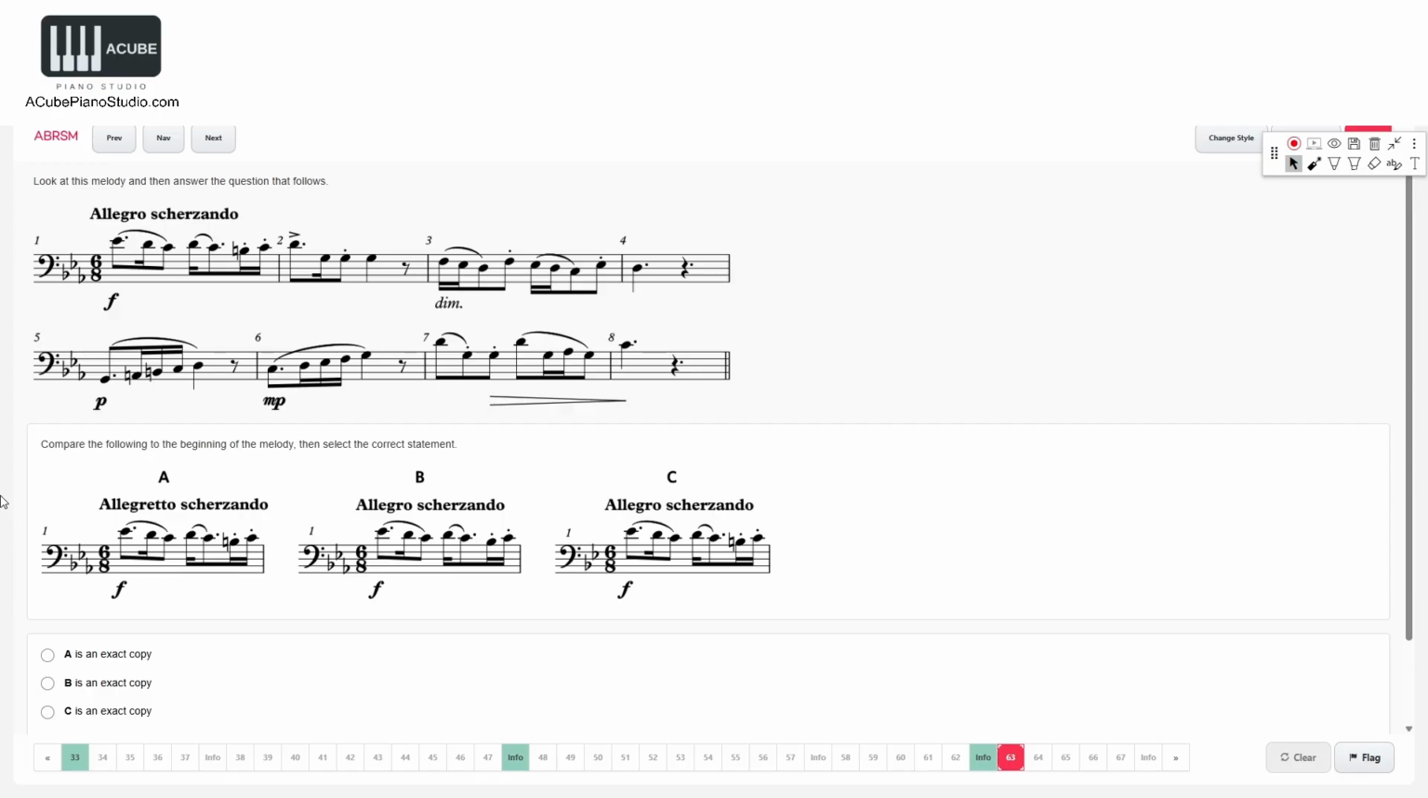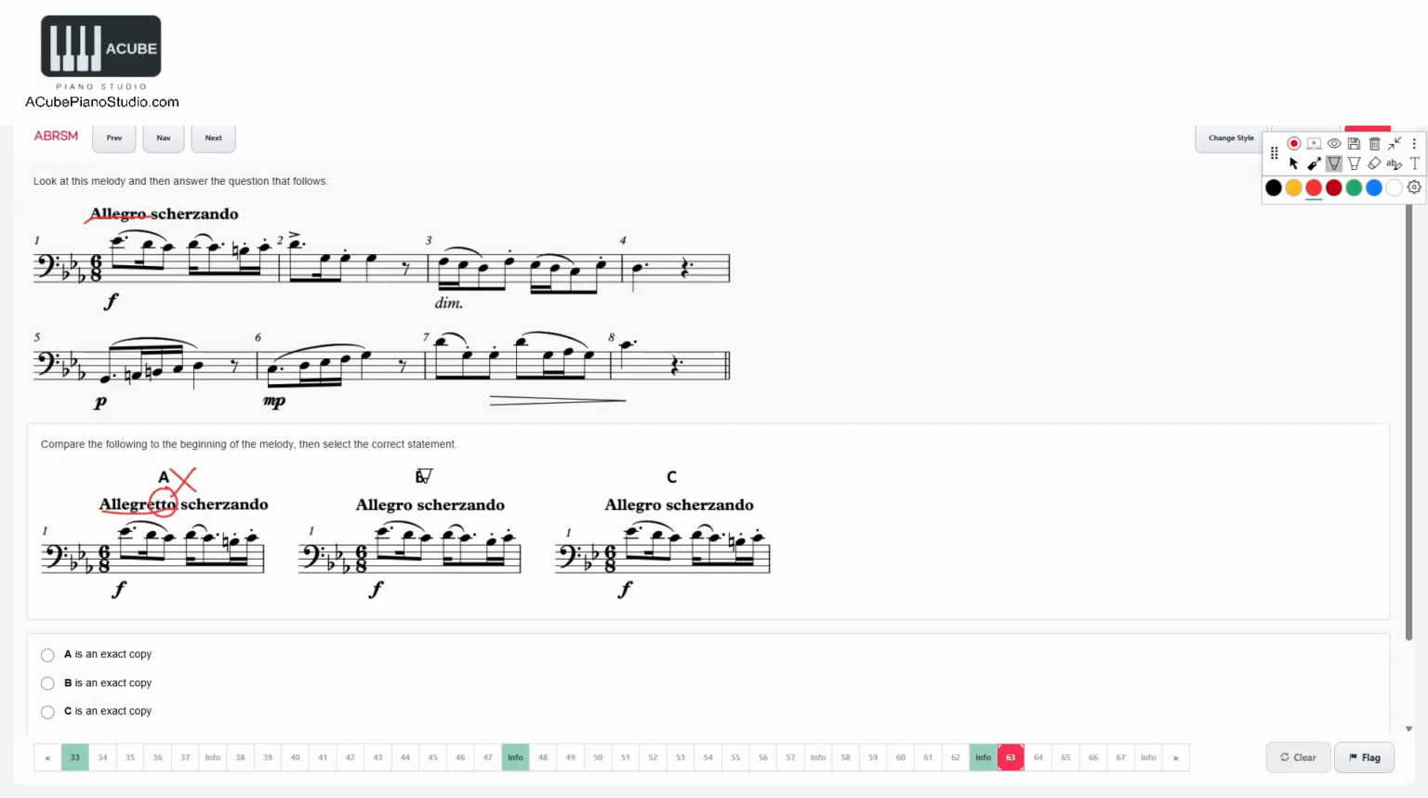Alright, so let's check them one by one. Bass clef, okay, both are bass clef, both have the same key signature, B flat, E flat, A flat, 6/8 time. Time signature is the same. Next, let's take a look at the terms: allegro crescendo, allegretto crescendo. Based on this it is not the exact copy, because allegro means quick, allegretto means quick but not as quick as allegro. So this is slightly slower. So this is not an exact copy. Because of this, A is out.